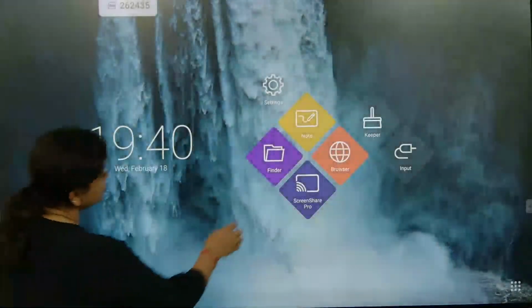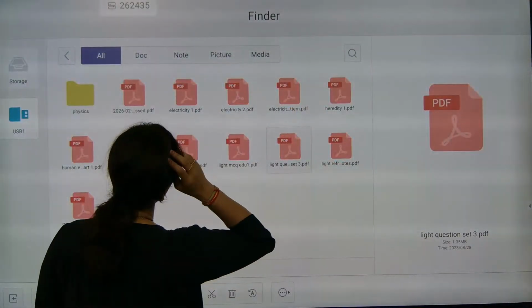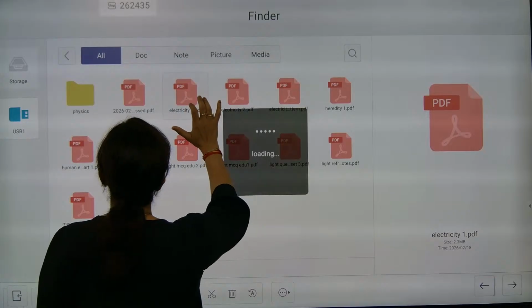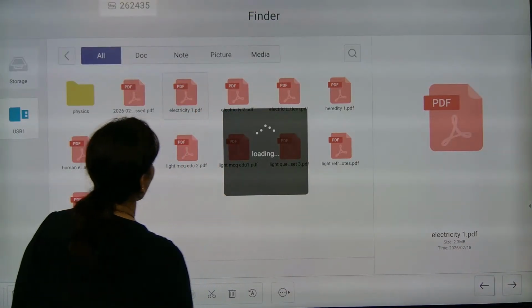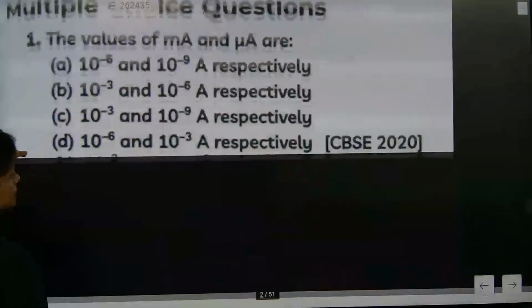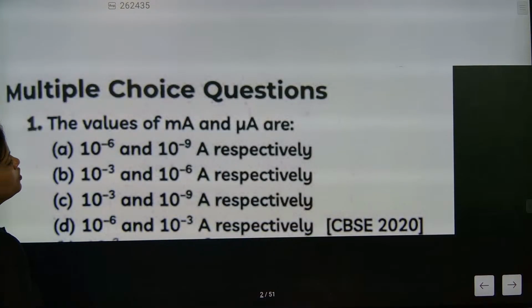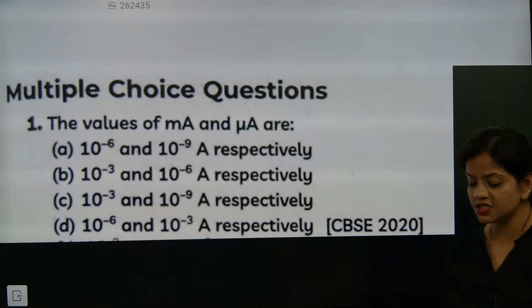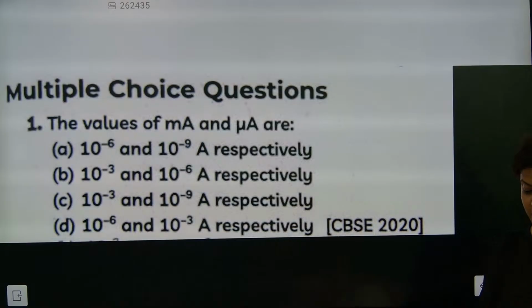So shall we go to the questions now? Now its time has come when we are going to learn and solve the questions. So now, first part of the questions, let's see. The value of mA and microA are 10 to the power minus 3, 10 to the power minus 6 respectively. This is a CBSE 2020 question. Come on children, go for it. Now our work is to solve the questions, and your time starts now. Come on, go for it.